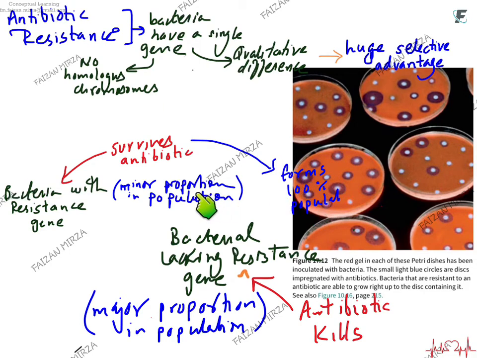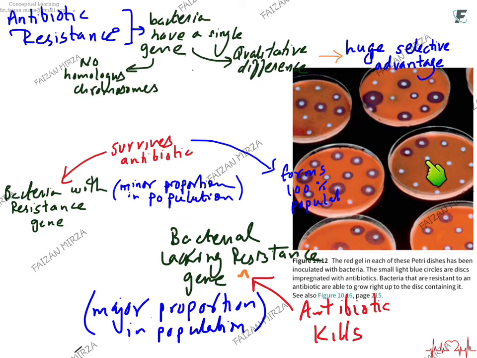So initially, although the resistant bacteria were a minor population and the major population was not resistant, the overuse of antibiotics kills the major proportion of the population. Then the minor population which initially had the resistance gene now has access to all the nutrients and all the favorable conditions in the environment. They are not facing any competition from the major population anymore. So after some time they will form the 100% population. So this is how antibiotic resistance gets promoted because of overuse of antibiotics.